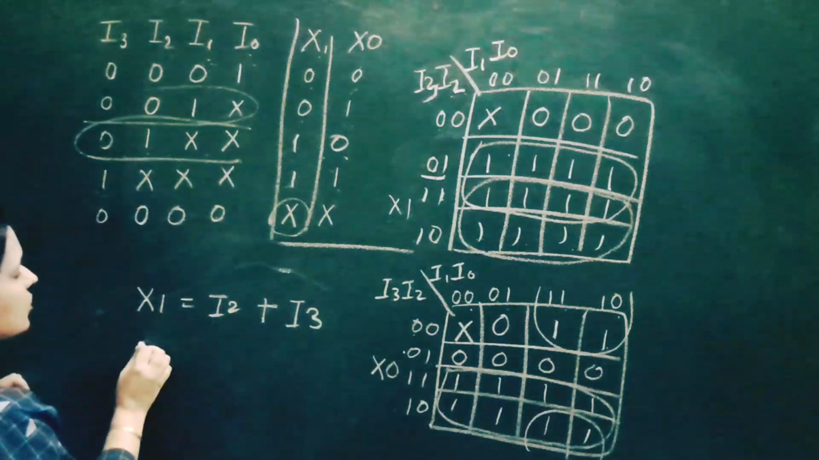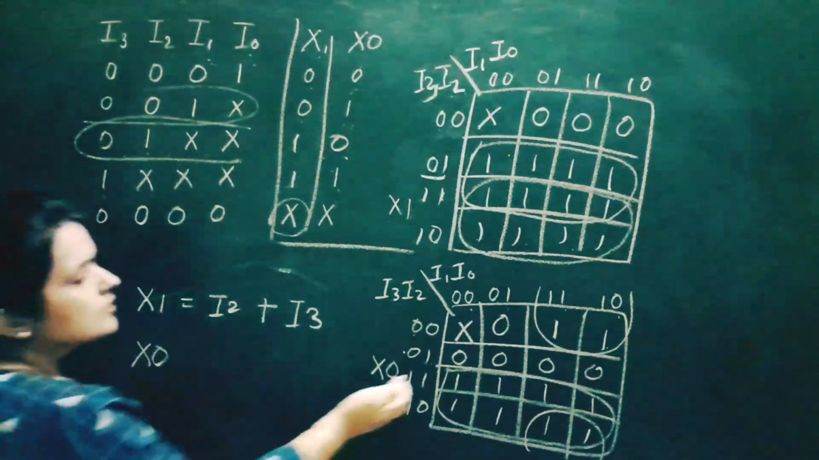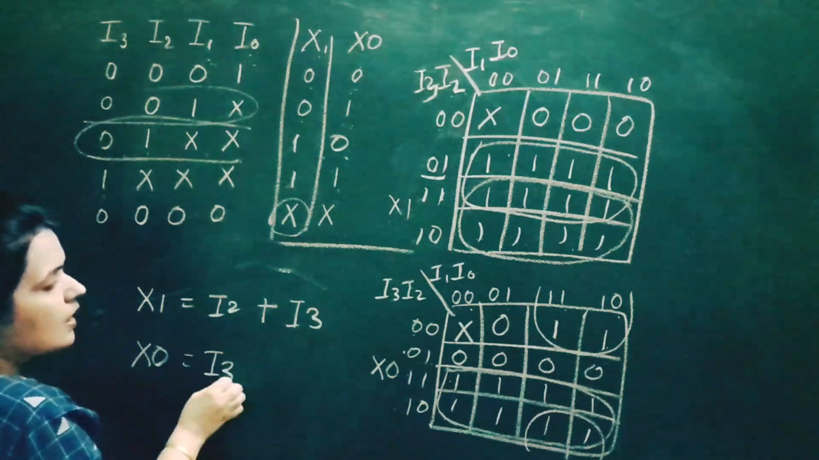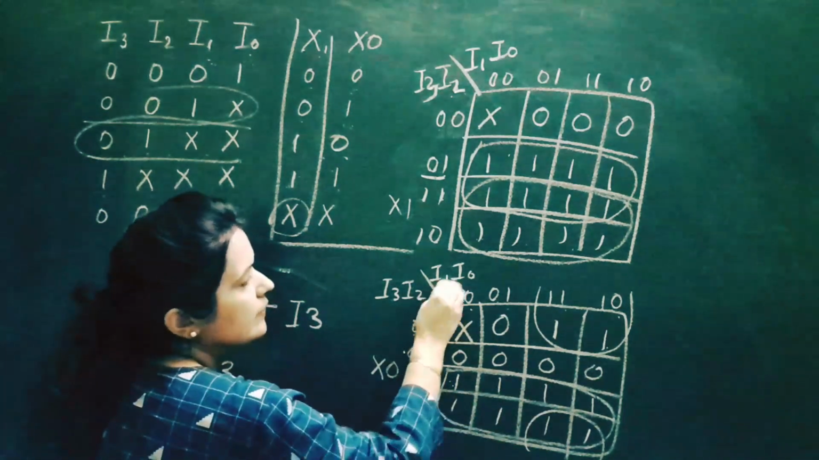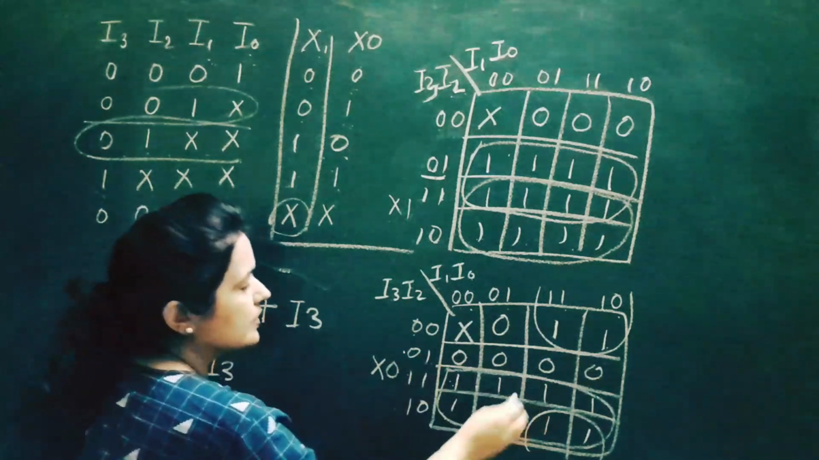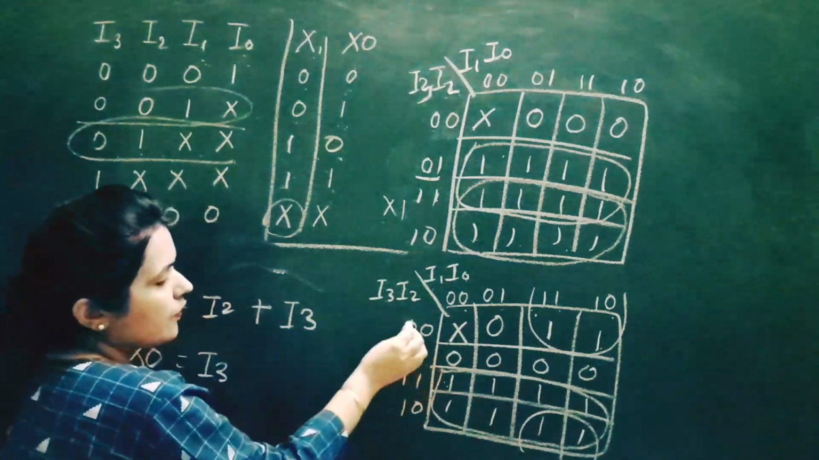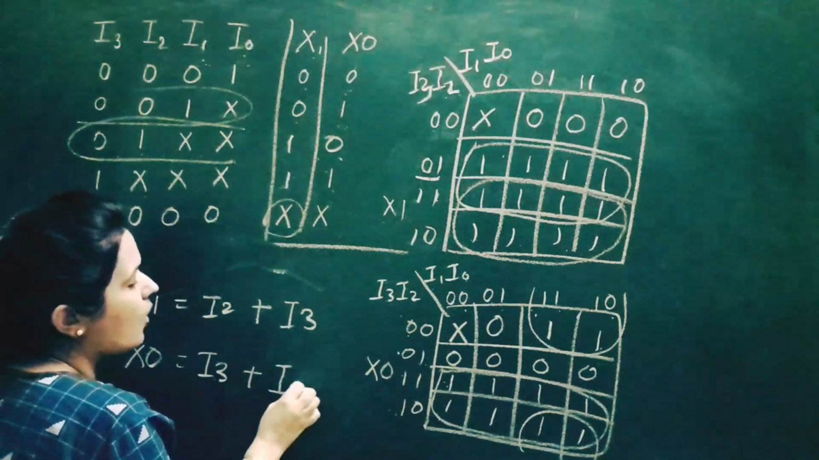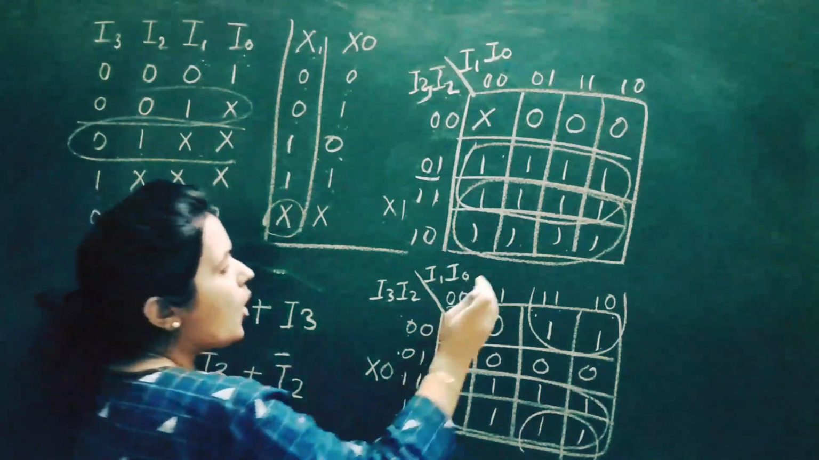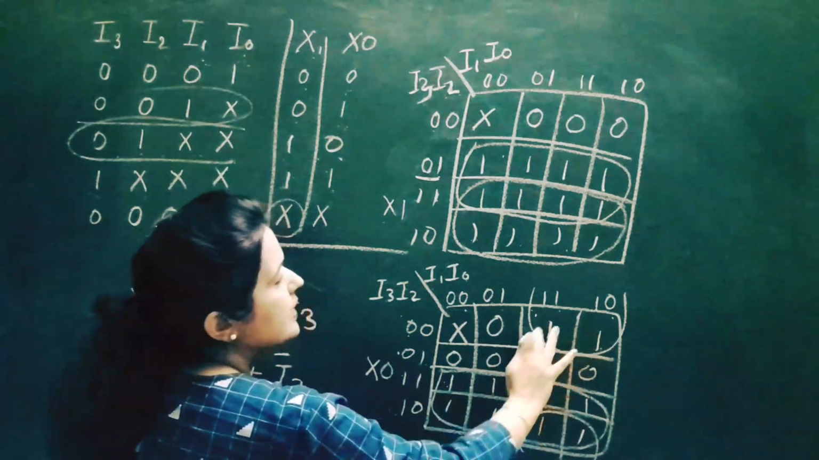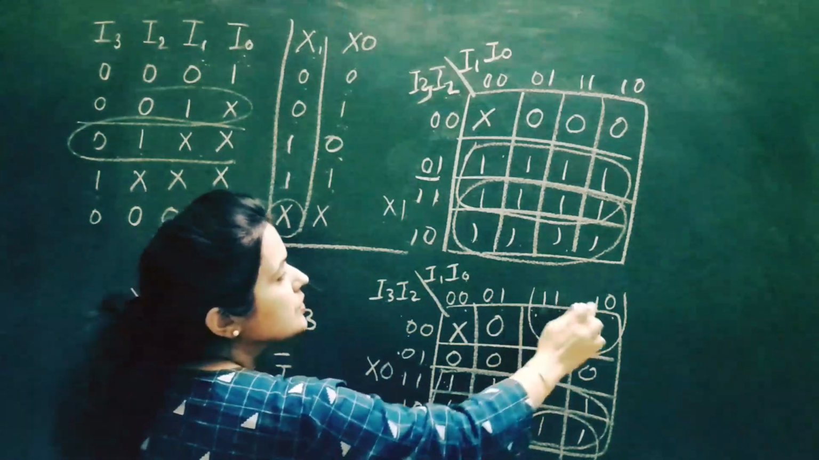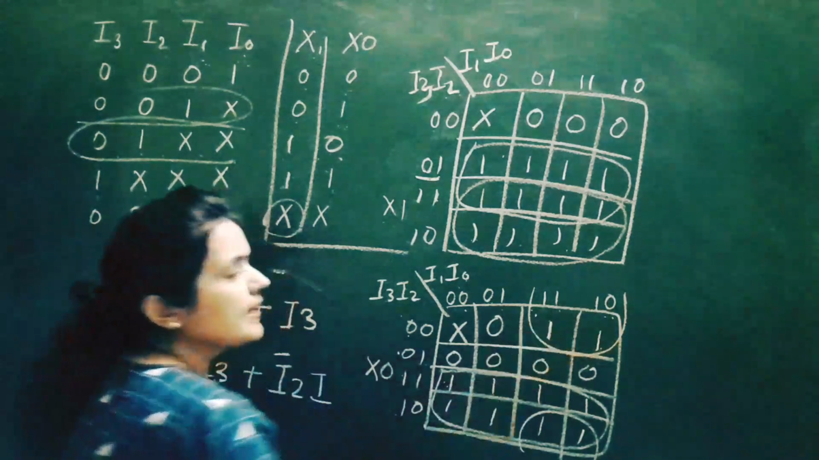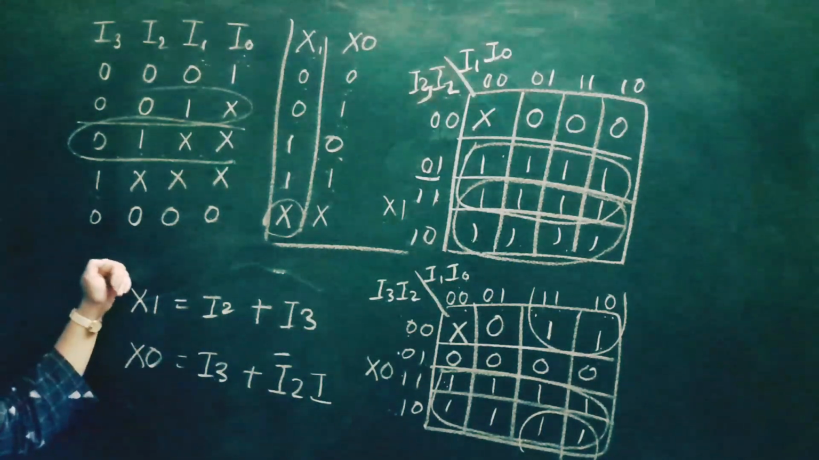Now coming to the K map for X0. In this group the value of I3 is fixed, which is 1, so we should simply write I3, and in these columns the values of I1 and I0 are changing, so we eliminate them. In the next group the value of I3 is changing but the value of I2 is fixed, which is 0, so we should write complement of I2. Also this group falls in these two columns, where the value of I1 is fixed, which is 1, so we write I1, but the value of I0 is changing, so we eliminate it. So these are the final expressions for the outputs.